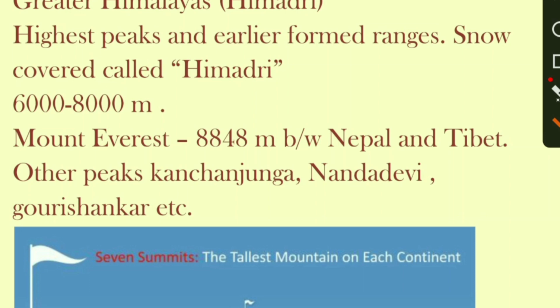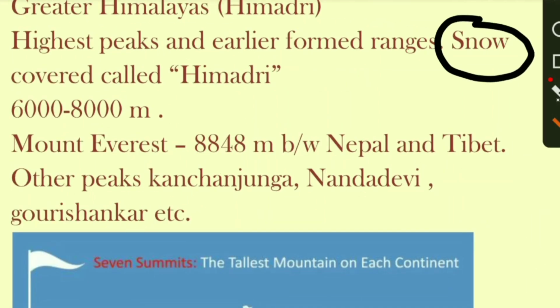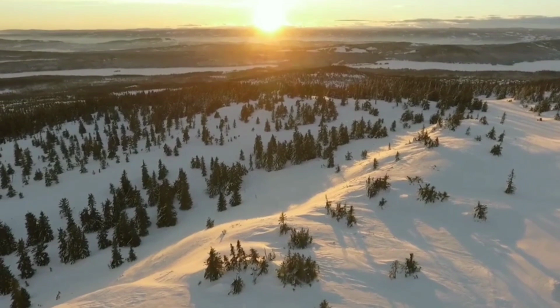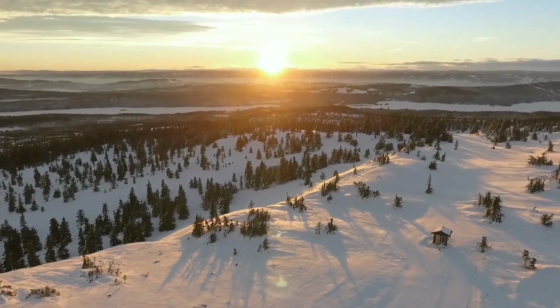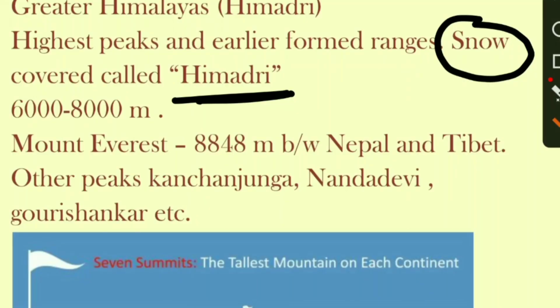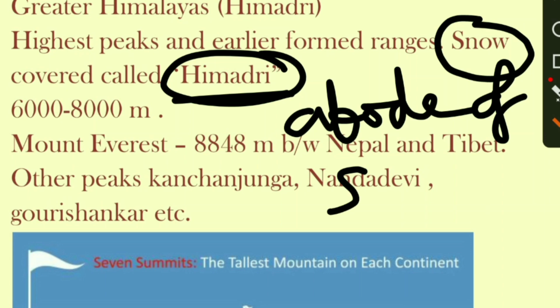These ranges are completely covered with snow. This range is completely covered with snow, dear students. That's why this range is particularly called the Himadri range. The Greater Himalaya is called Himadri because of the complete coverage of snow on the top of the mountains. And the meaning of Himadri is abode of snow. Abode of snow.